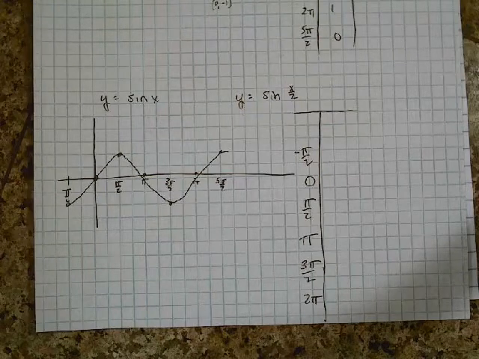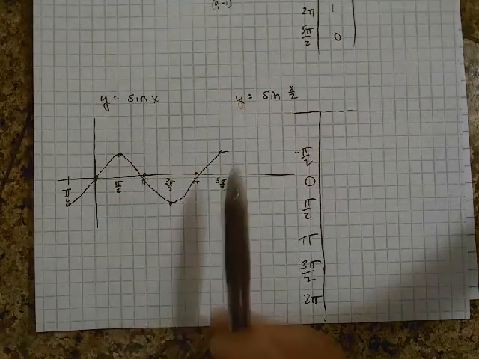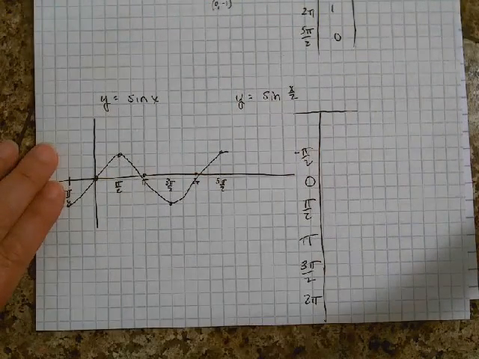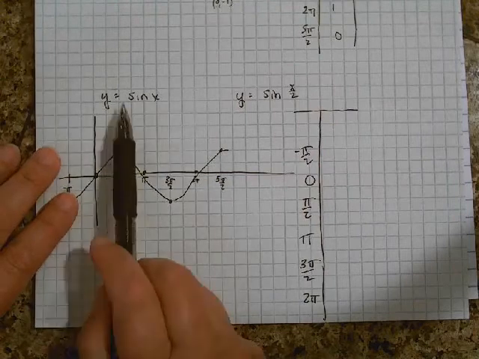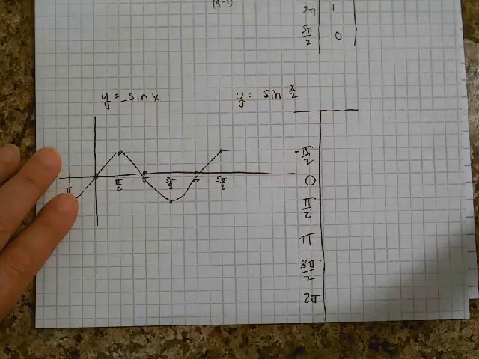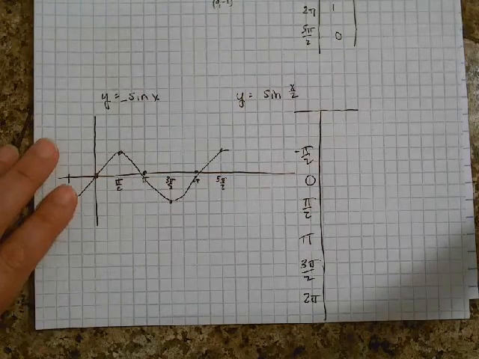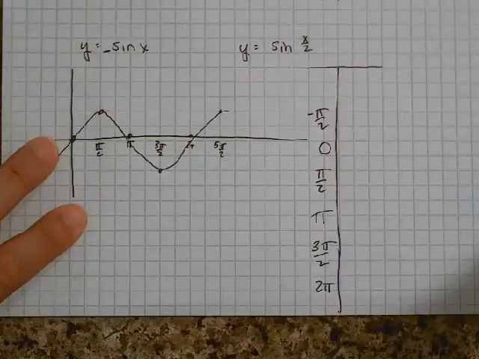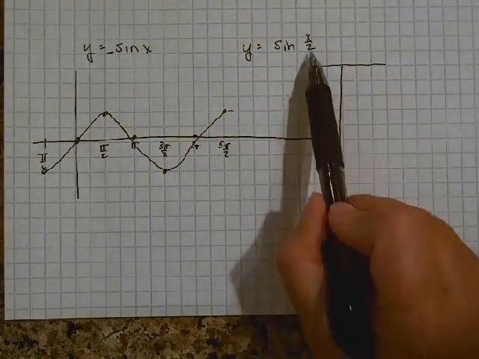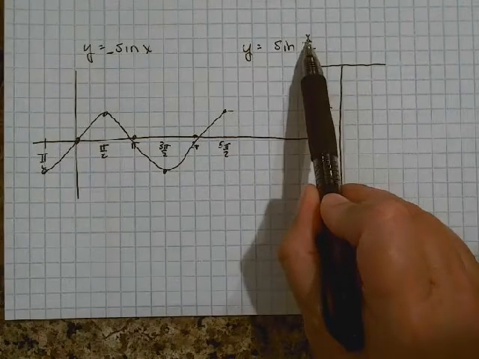Let's talk about what happens this time if we change the number that is inside with the x. We know that if we put a number in front of sine, right here, that's going to change the amplitude. That's going to tell you how this thing is going to stretch vertically. But let's see what happens when I have a number with the sine x. So right in here, really this is half of x.